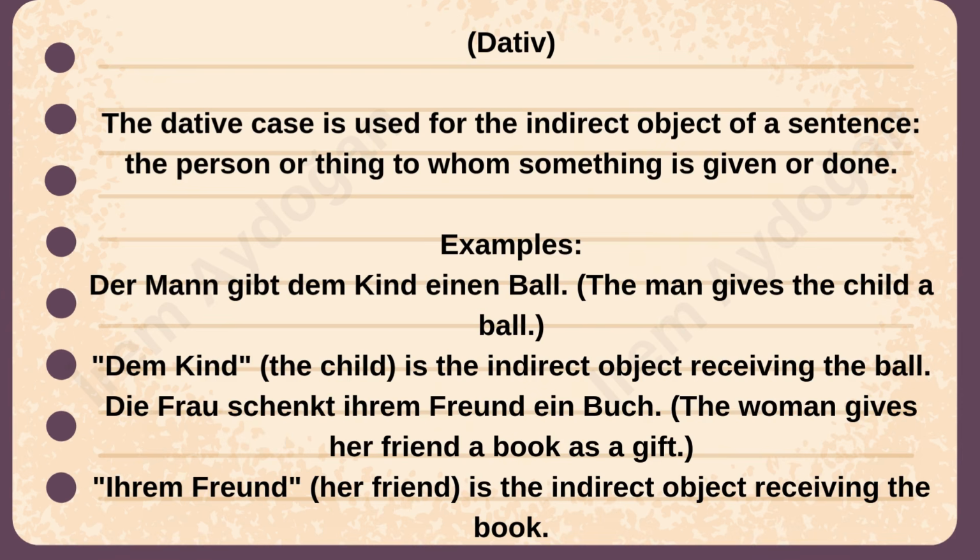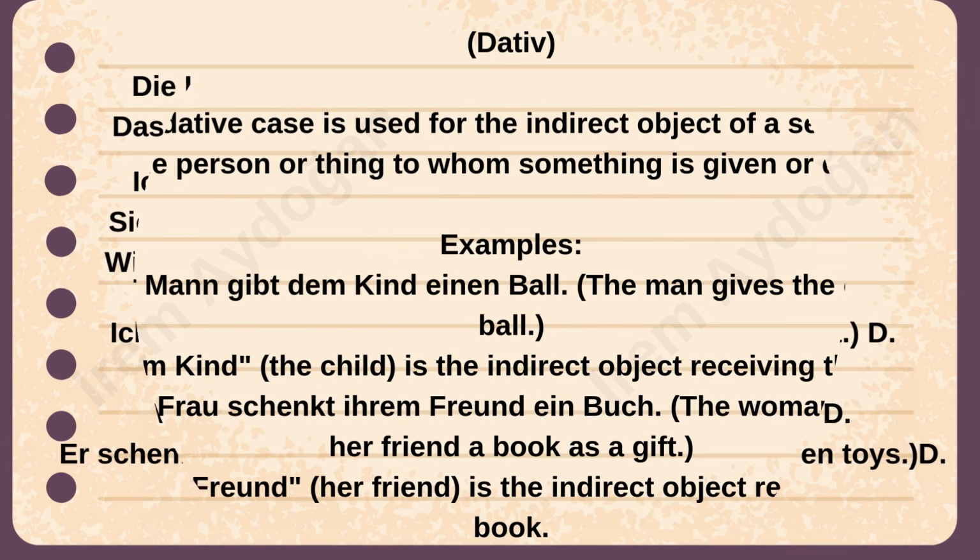Die Frau schenkt ihrem Freund ein Buch. The woman gives her friend a book as a gift. Our dative is here, ihrem Freund. It is the indirect object receiving the book.